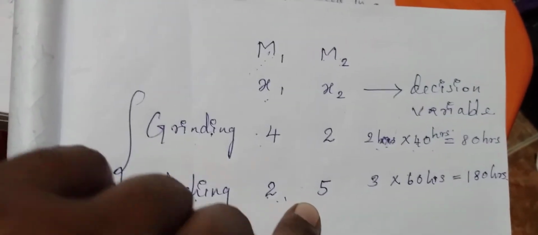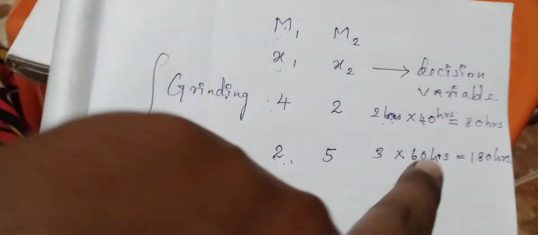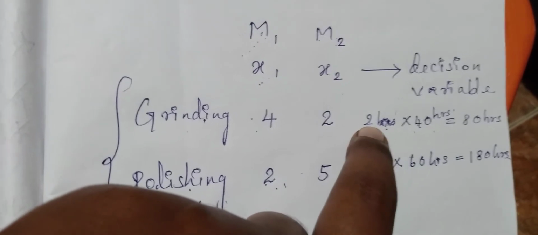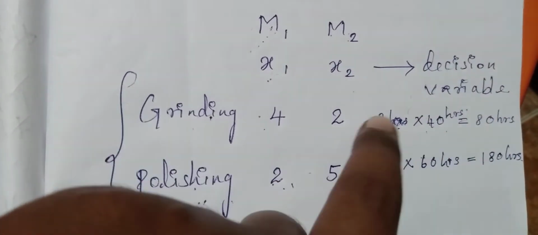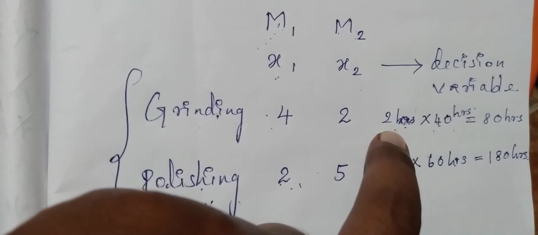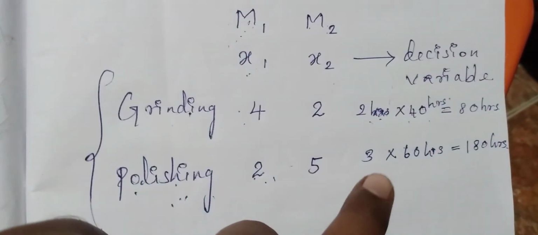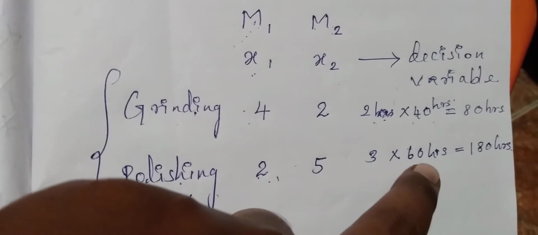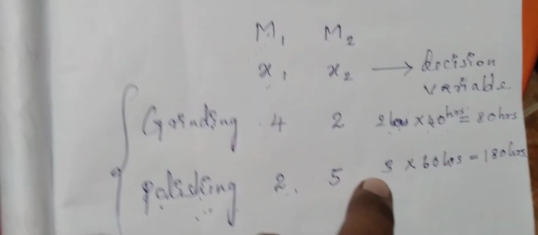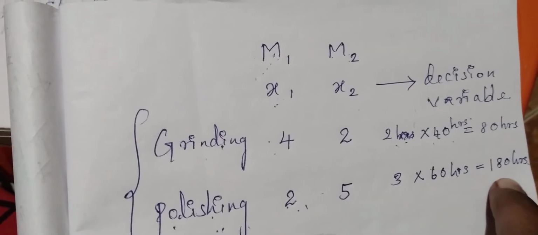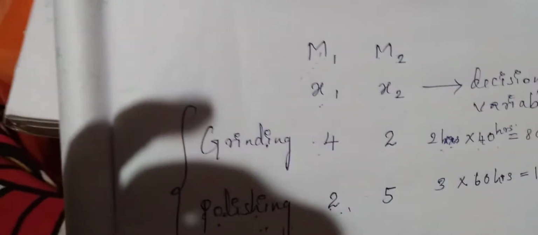Then we need to write the right side of the constraints. For each worker, we need 40 hours. They have given 2 grinders, so 2 into 40 equal to 80 hours. For each polisher, they have given 60 hours. In the question, they have given 3 polishers. So 3 into 60 equal to 180 hours. Okay, that's it. Finally, we need to write the profit, right?